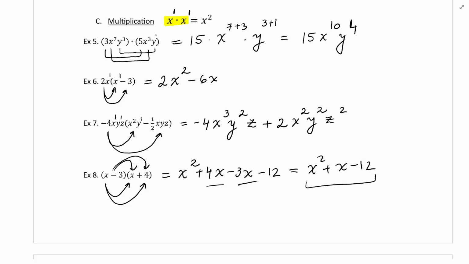And this method, you probably recognize it from calling it FOIL. Why? Because what we did, first we multiplied the first terms, x with x. Then we multiply x with 4, which were the outer terms. Then we multiply negative 3 with x, which were the inner terms. And then we multiply negative 3 times 4, which were the last terms. So that's why it's called FOIL.